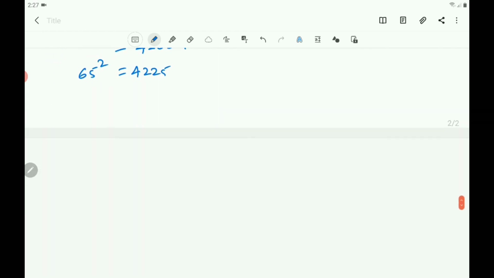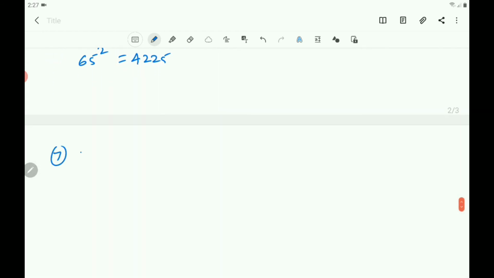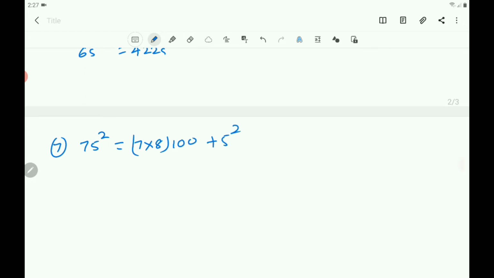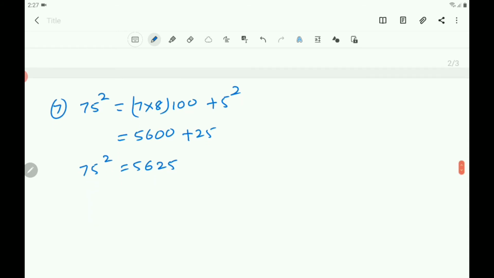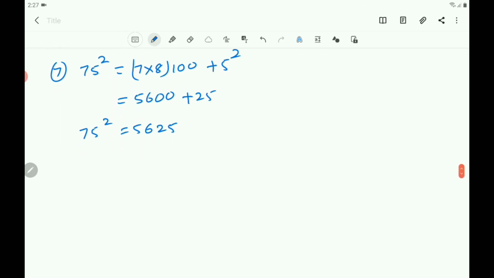Next you take the seventh one, 75 square. 75 square equals 7 into the next number 8 into 100 plus 5 square. Then 7 8s are 56. 56 into 100 is 5600, that is 5600 plus 25. So 75 square is 5625.